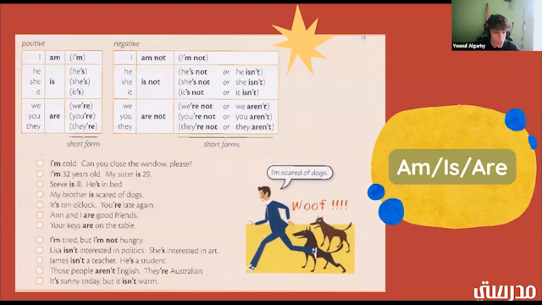All right. Those people aren't English. They're Australian. So is that positive or negative? Or negative? That one's both. Good. And then which part is positive and which part is negative? All right, so the first part is negative. Those people aren't English. That is negative. Then the second part is positive. They're Australian. All right, then the last one.